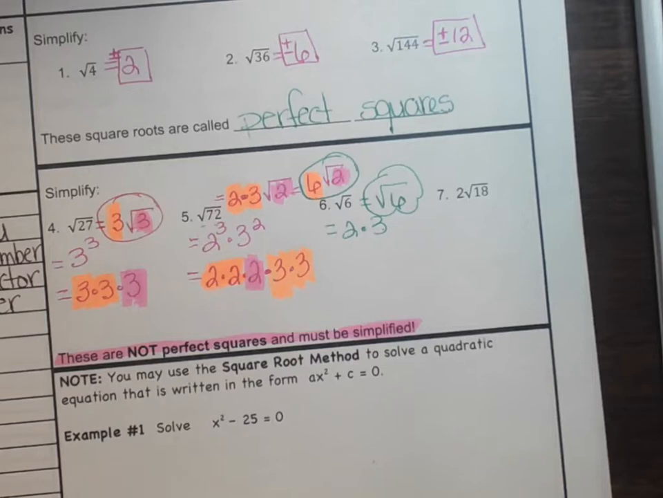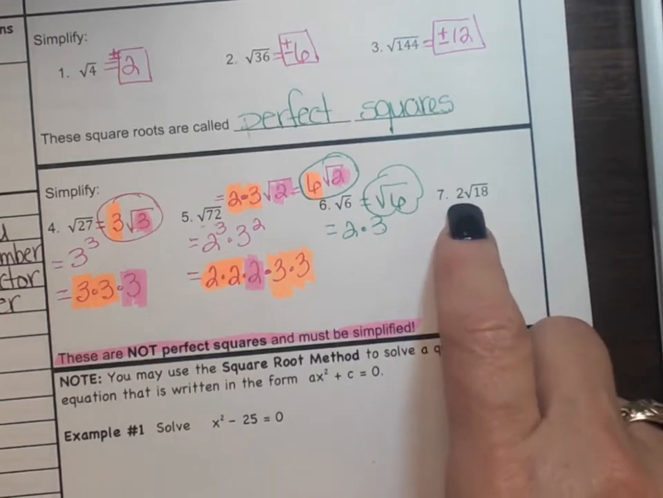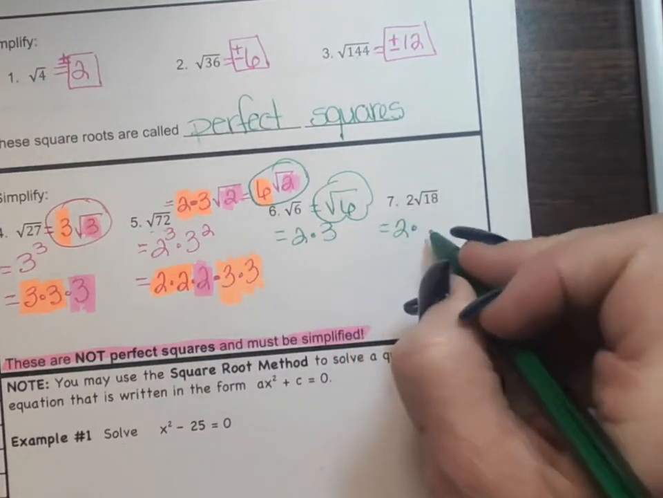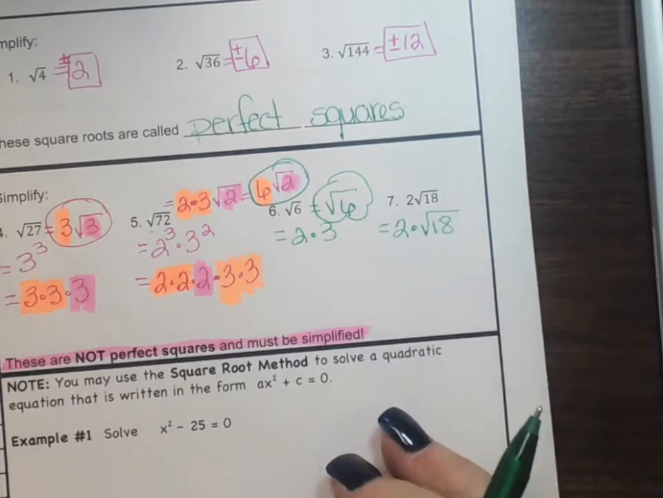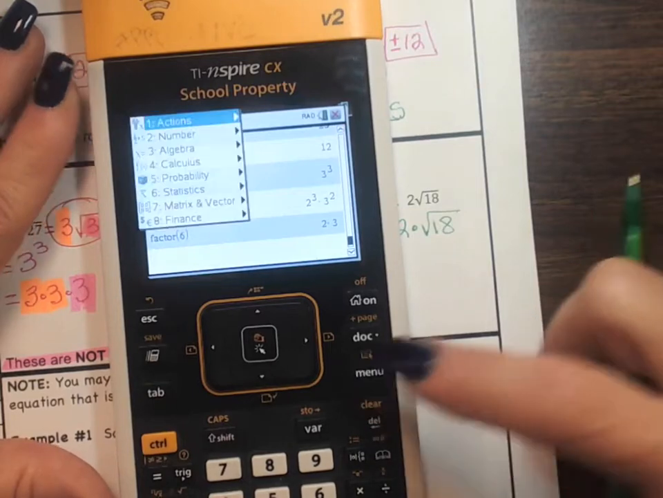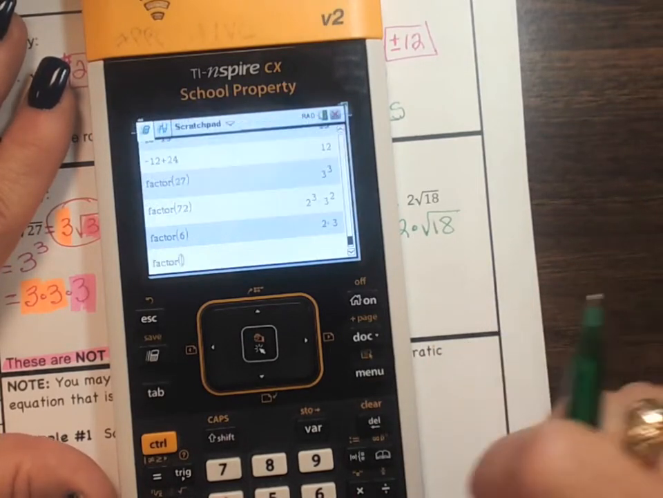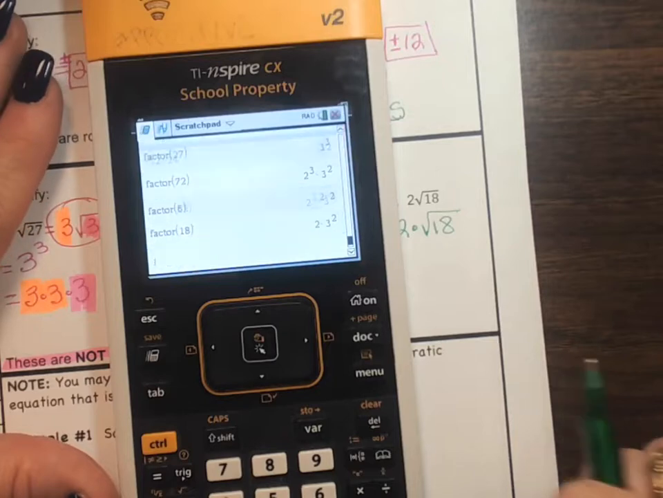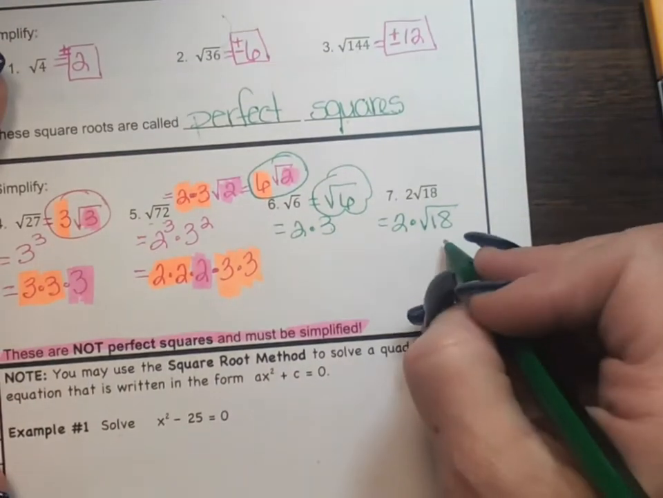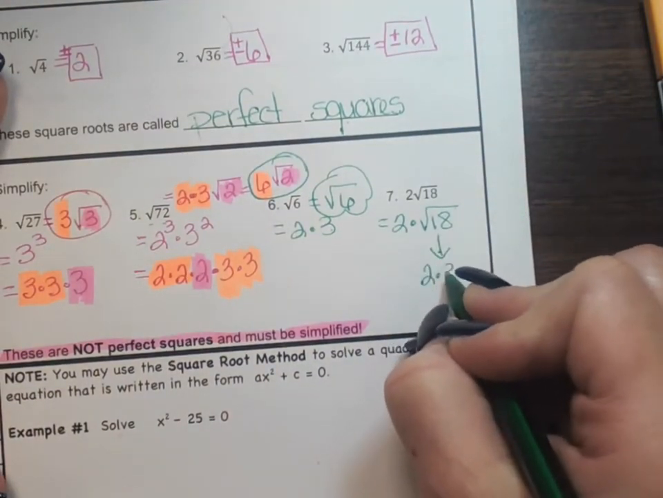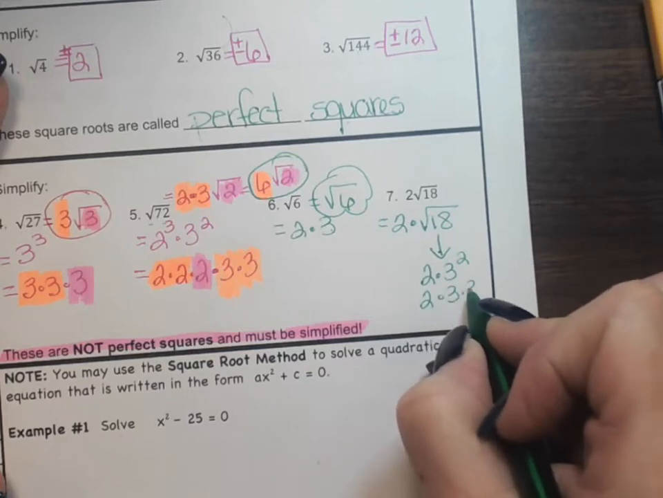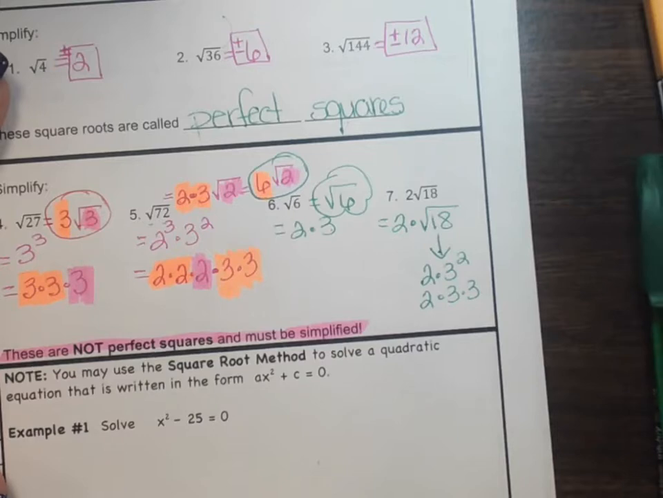All right, so let's try the next one. 2 times the square root of 18. So basically, we have 2 times the square root of 18, and we're going to break down 18. We do the same thing. We go to our calculator, we do menu, 2, 3, and we type in the number 18. Enter. It gives us 2 times 3 squared. So right here, 18 is 2 times 3 squared, and if you remember, that's 2 times 3 times 3. We look for pairs.